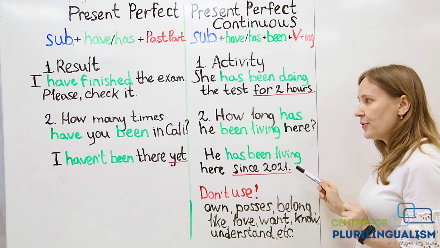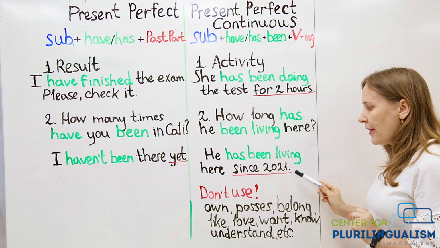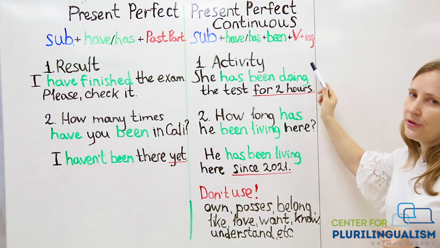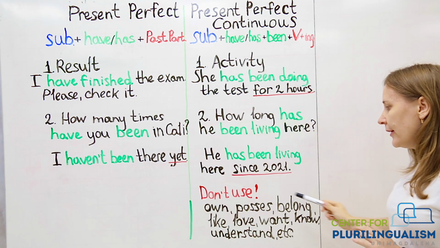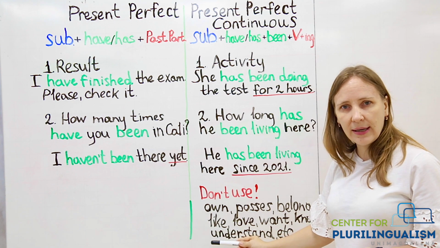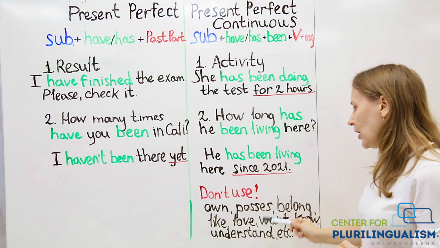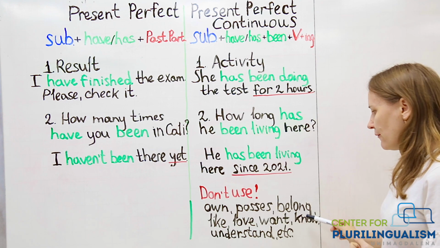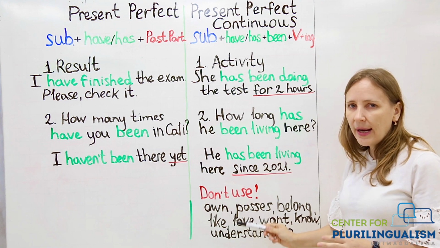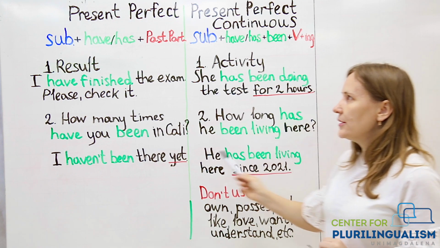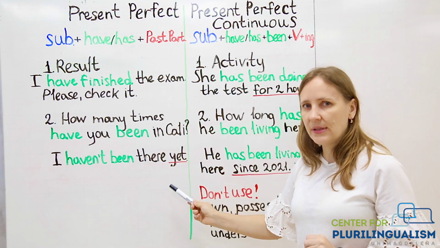And finally, it's really important to remember that we cannot use some verbs in continuous forms. So they are verbs to speak about possession or our likes and dislikes. For example, the verbs own, possess, belong, like, love, want, understand, know, and some others, they cannot be used in continuous form. In this case, you need to use present perfect instead.